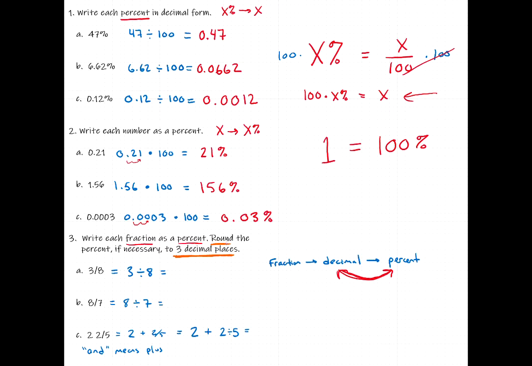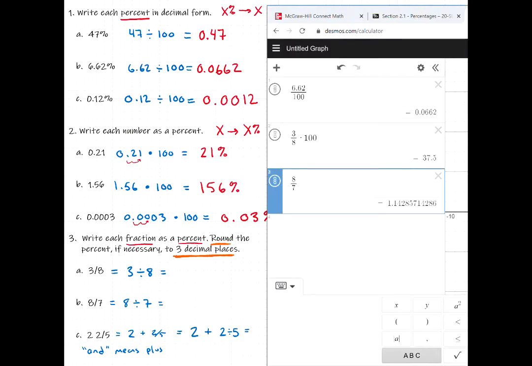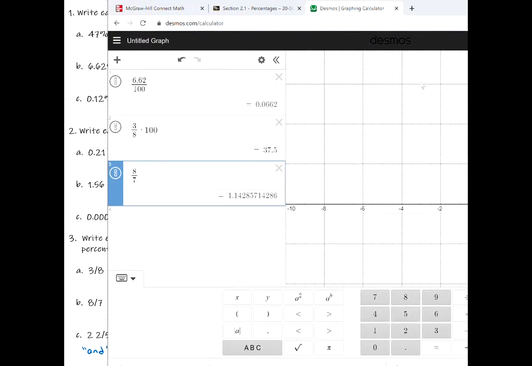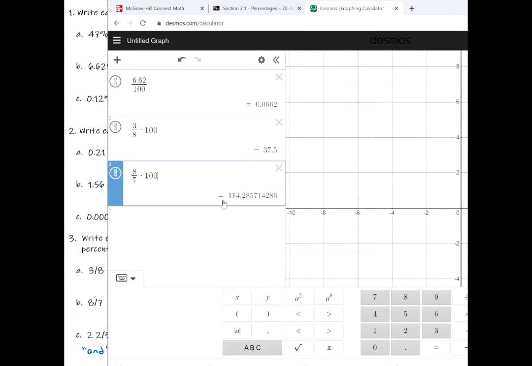So over here on Desmos, let me bring the calculator back. We did 8 divided by 7 and we got this long decimal. Do not round this to 3 decimal places. We're not done yet. We still have to make this a percentage. And once we're done with all the conversions, all the calculations, everything else, the very last thing we do is round. So we'll take this and times it by 100 to convert that decimal to a percent. Now this is what you want to round to 3 decimal places.